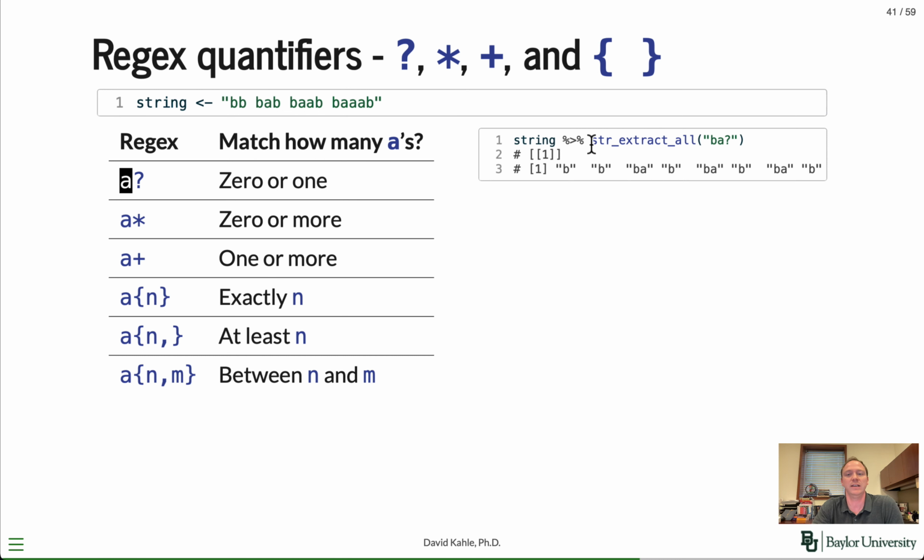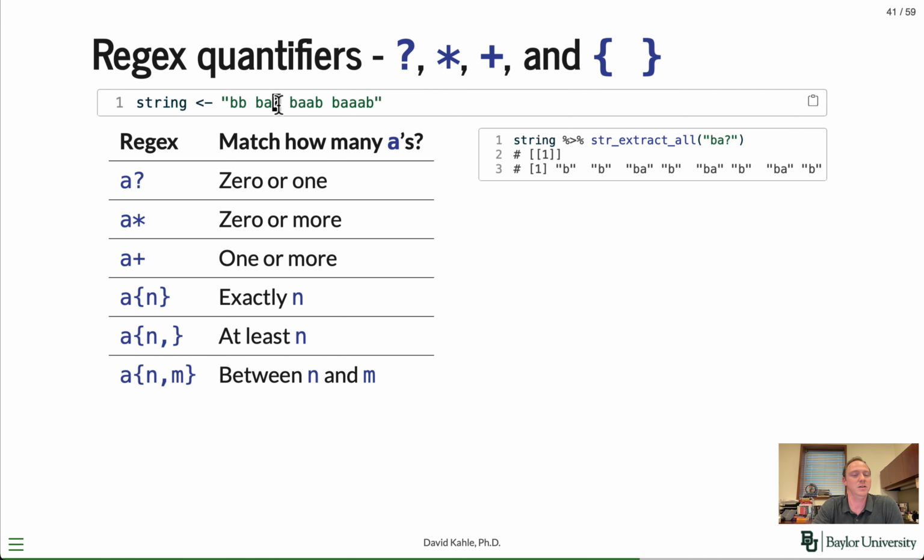If I say str_extract_all with BA question mark, that question mark is not literal. It's saying something about the number of times you match an A. So what does it do? It matches this B followed by nothing, okay? It matches this B followed by nothing. It matches this B, and there's an A there, so it matches that one too.